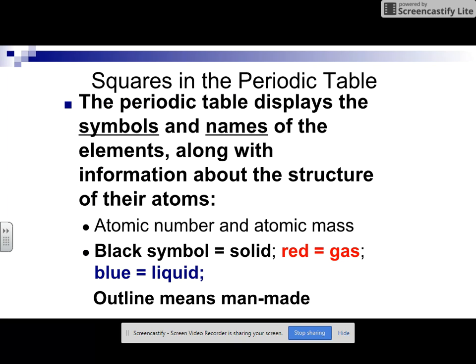All right. So just a quick recap: when you're looking at the periodic table and looking at a specific element, it displays the symbol and the name along with other information like the atomic number and atomic mass. Also, for the most part, if you're looking at a periodic table in the chemistry classroom, if the symbol is black and solid, it is going to be a solid at room temperature. If it is red, it is often a gas at room temperature. And if it's blue, it's a liquid at room temperature. If it's outlined, this means it is man-made.